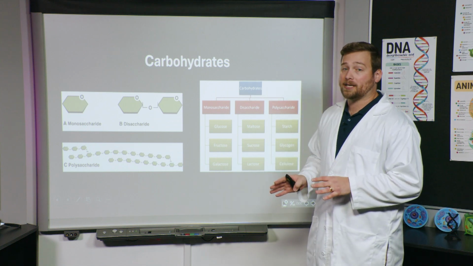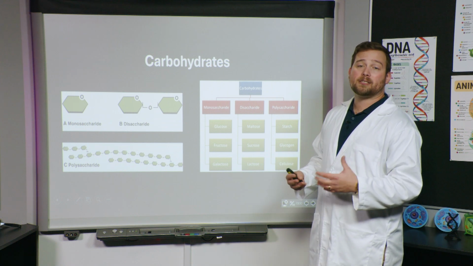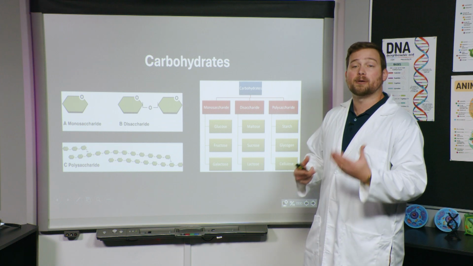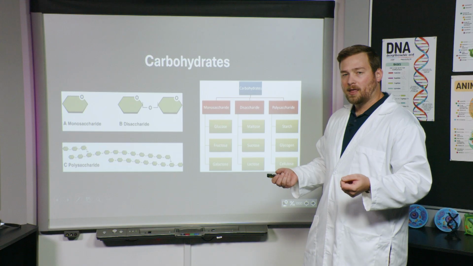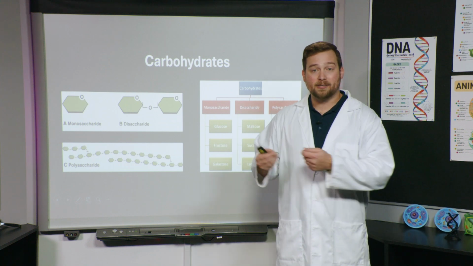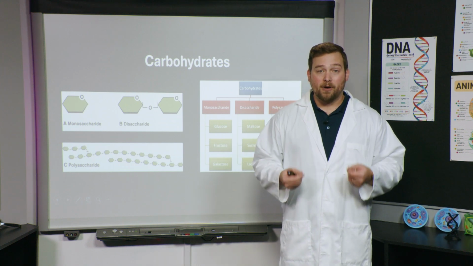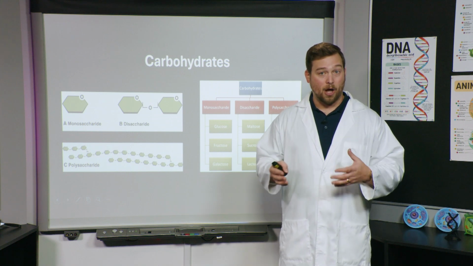Now, before I go to the next slide, I want us to take another look at the names of some of these sugars and see if we can find a similarity in between all of them. Okay, so we've got glucose, fructose, galactose, maltose, sucrose, lactose, cellulose. Any similarities in between them? They all end the same way. They all end in OSE. Okay, that's very, very important. Carbohydrates, sugars almost always end in OSE.